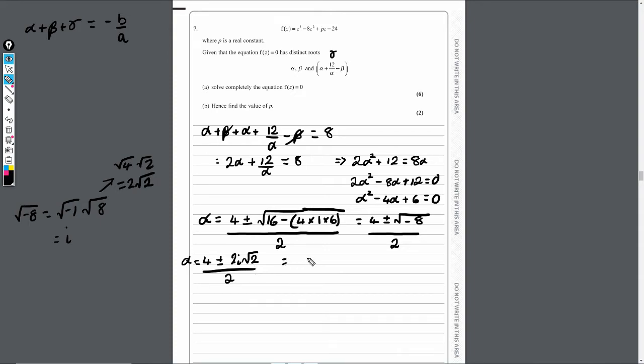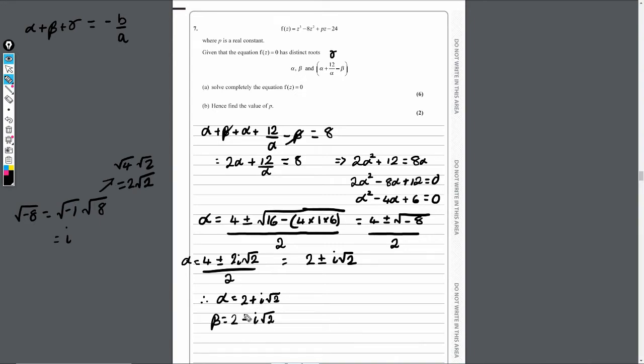So this is equal to 2 plus or minus i root 2. That really wasn't that complicated, not sure why I tripped up there. So 2 plus or minus i root 2. Okay, so what I can say now is that those are two of my roots. Therefore if we call alpha equal to 2 plus i root 2, then beta is 2 minus i root 2.